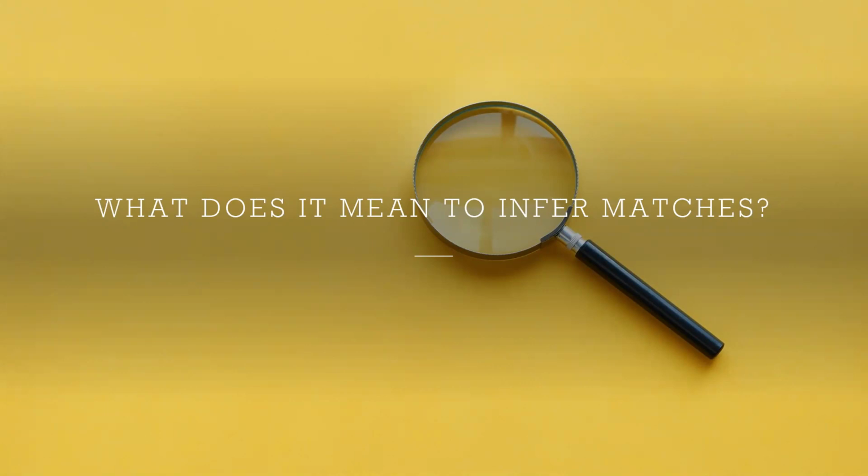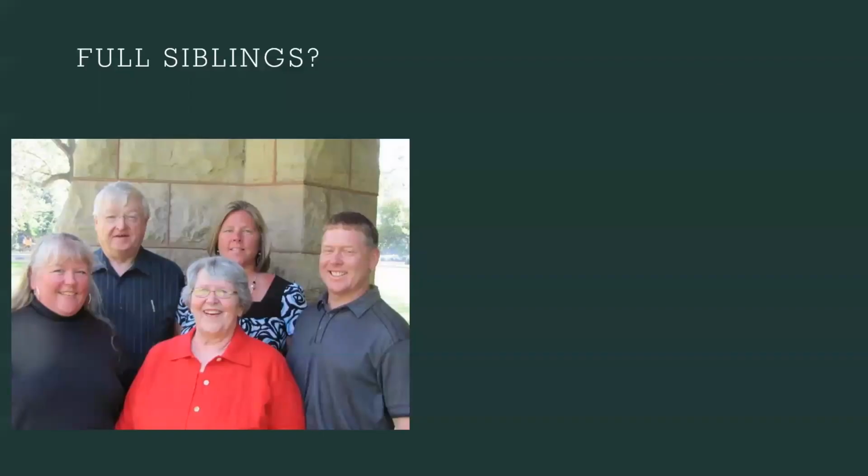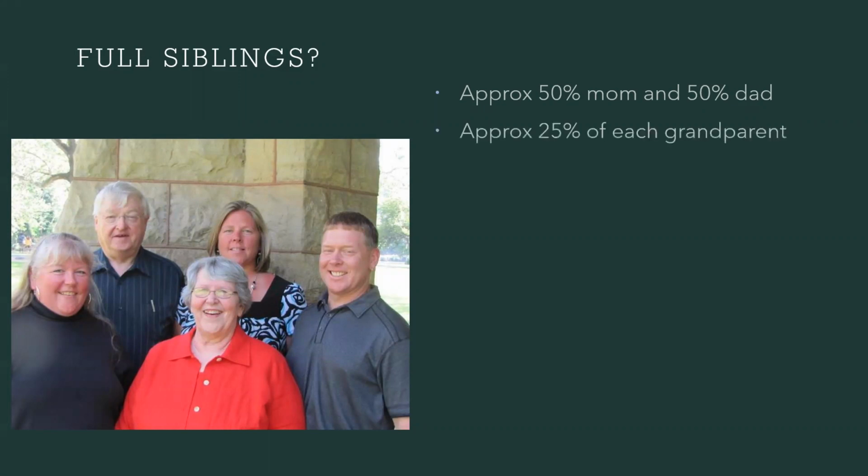So full siblings, when we think about full siblings, we think that each of us are approximately 50% mom, 50% dad, and approximately 25% of each grandparent. But with the Shared cM Project, you can see that the approximate 25% for each grandparent can vary quite a bit. So you don't always share 25% with each grandparent.